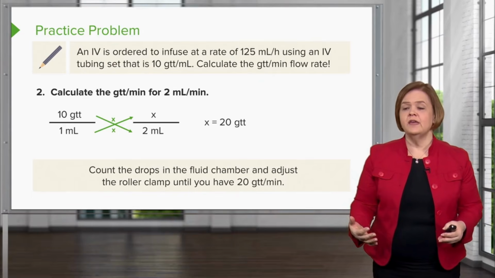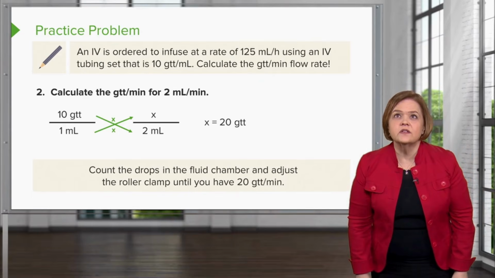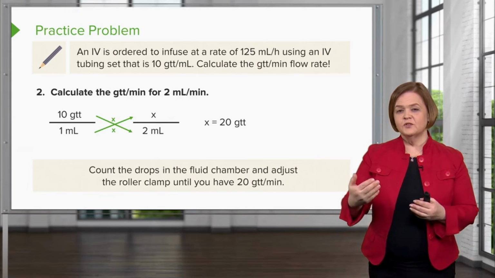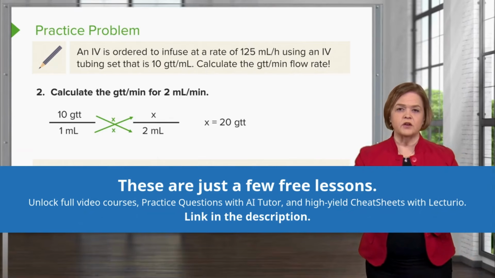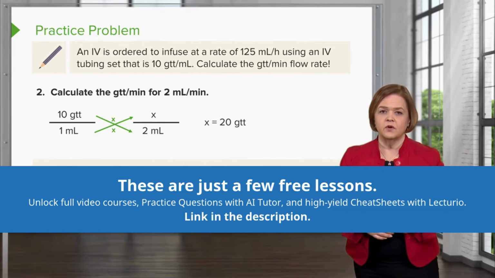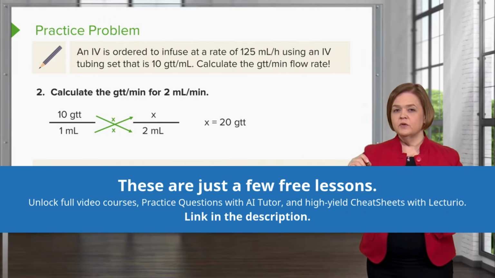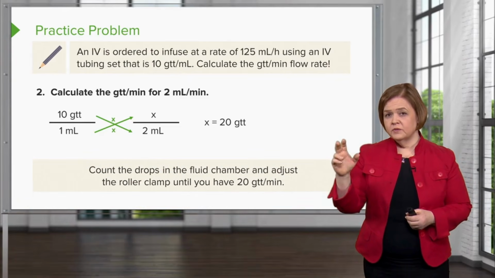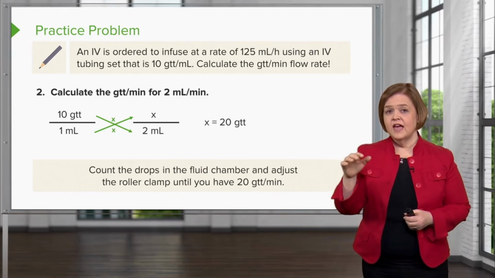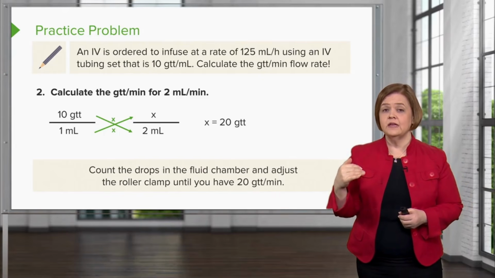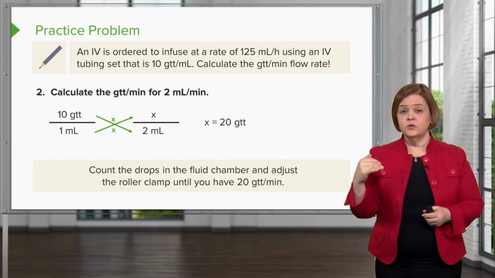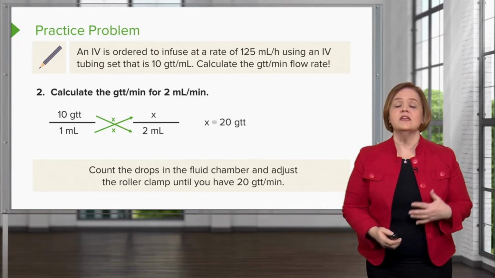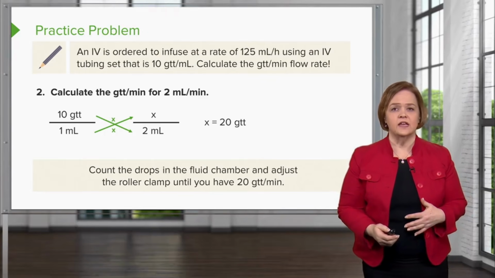Now, we don't recommend that you stand there for 60 seconds and count the drops, right? What you want to do is count for 15 or 20 seconds and then multiply it by 3 or 4. That'll tell you what you'd have for a minute. So you'll look at that chamber for a full 15 or 20 seconds. When you have that number, you multiply it to equal 60 seconds, and that will tell you what your rate is a minute. Remember, our goal is to adjust the chamber so that we have 20 drops a minute in order to get the 125 milliliters in an hour.